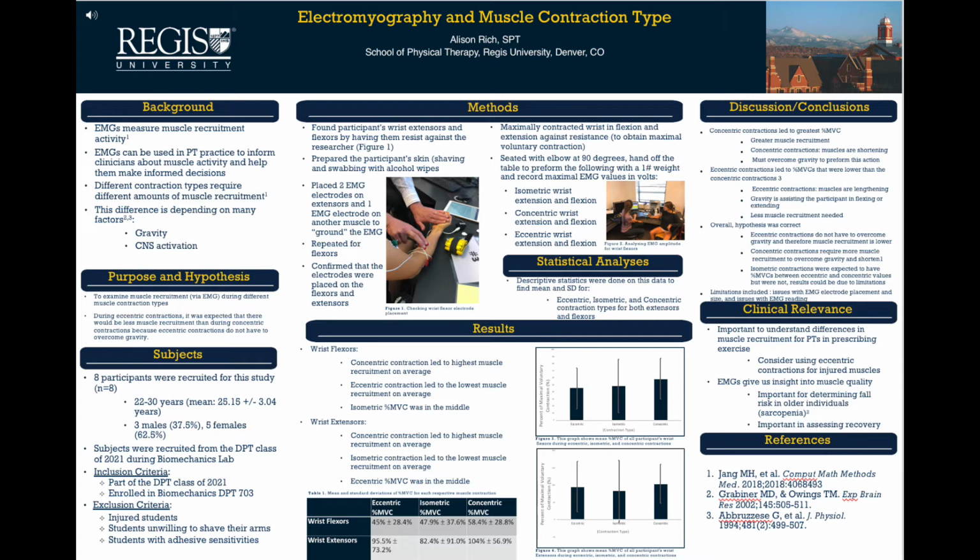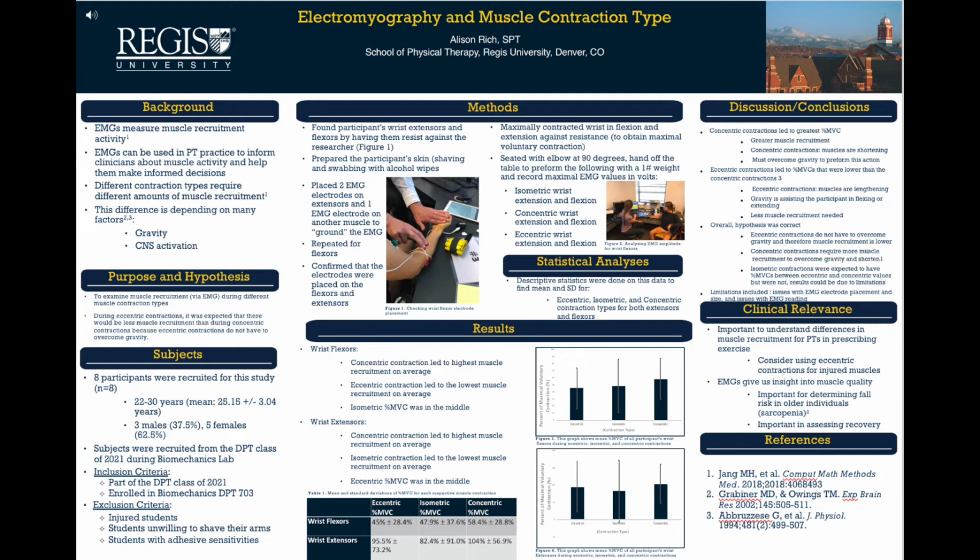We then had the participant contract against resistance again to confirm that these electrodes were in fact placed where anticipated. Then, to obtain peak EMG, we had the participant maximally contract their wrist in both flexion and extension. These values were used to compare the rest of the data to.